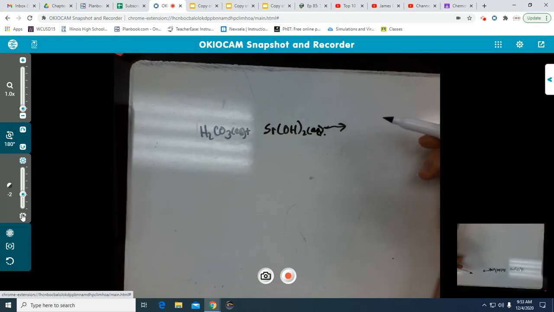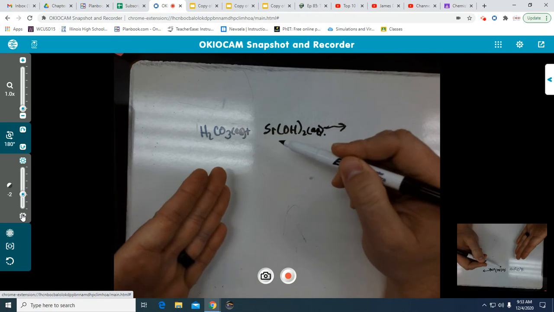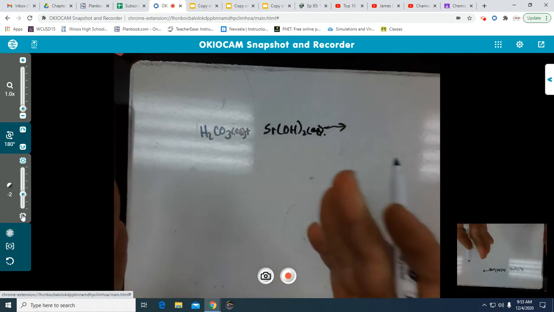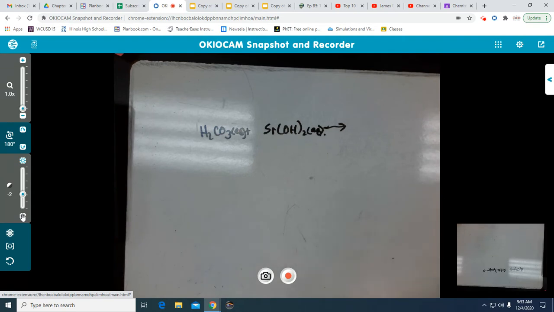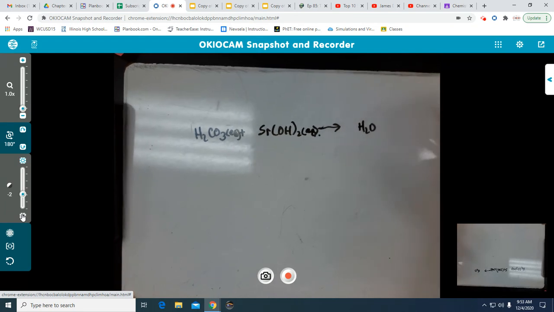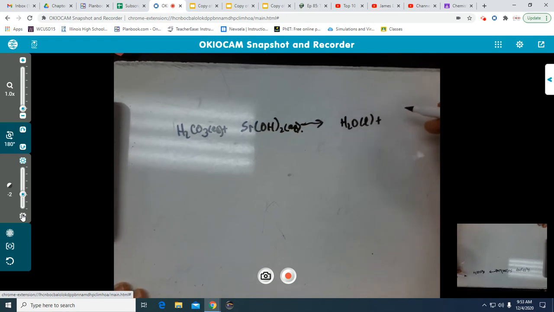So, much like before, we're going to do our components. Strontium's going to go with carbonate. Hydrogen's going to go with the OH, again because we have to have a salt and a water when we have acids and bases mixing together. And we are going to have H2O, which is going to be a liquid, plus strontium carbonate, SrCO3. And if you look at the solubility guidelines, you will see that that is actually insoluble, so it is a solid.